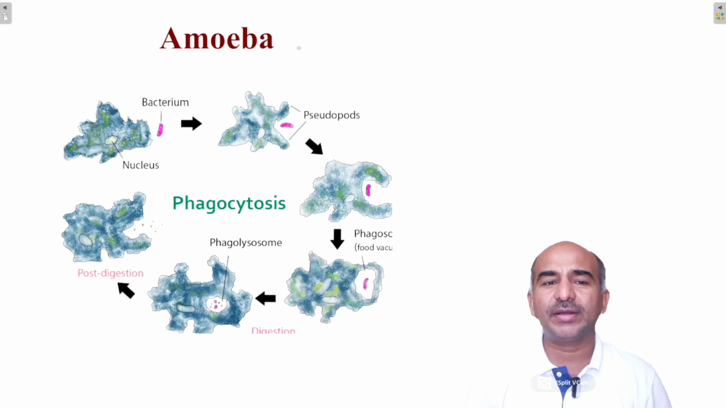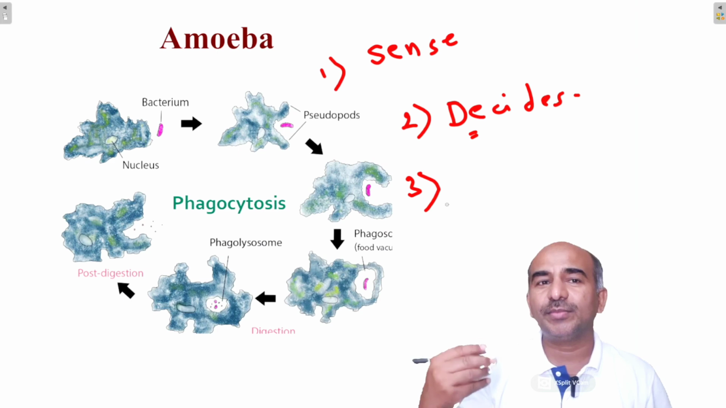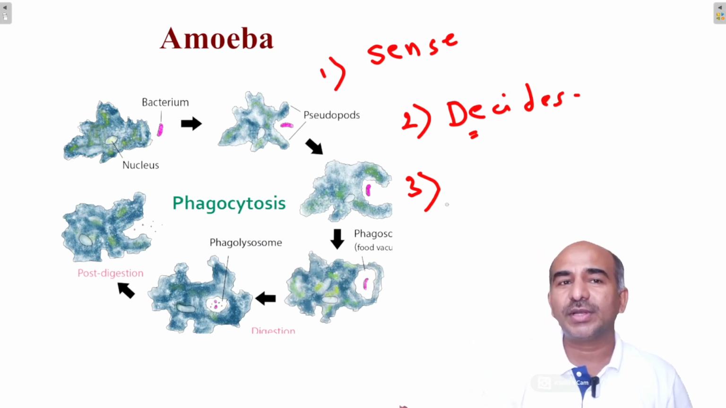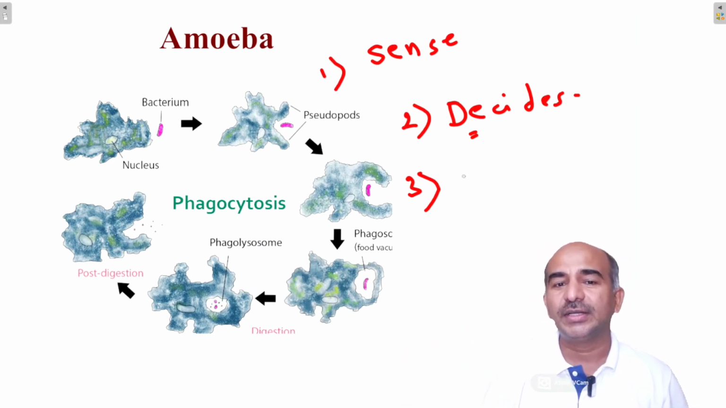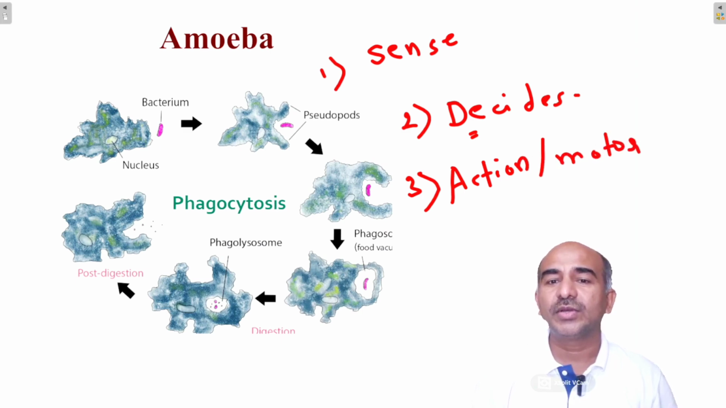But I want to tell you another thing. Here, first the amoeba senses the food. Number two, the amoeba decides that we have to eat the food, and for that we have to move towards the food, then produce pseudopods, etc. First the decision is there, and later on it actually moves, produces pseudopods around the food and takes the food inside. So that is the action. Sense, decide, and action. Action is called motor. Okay. So this is the nervous system.